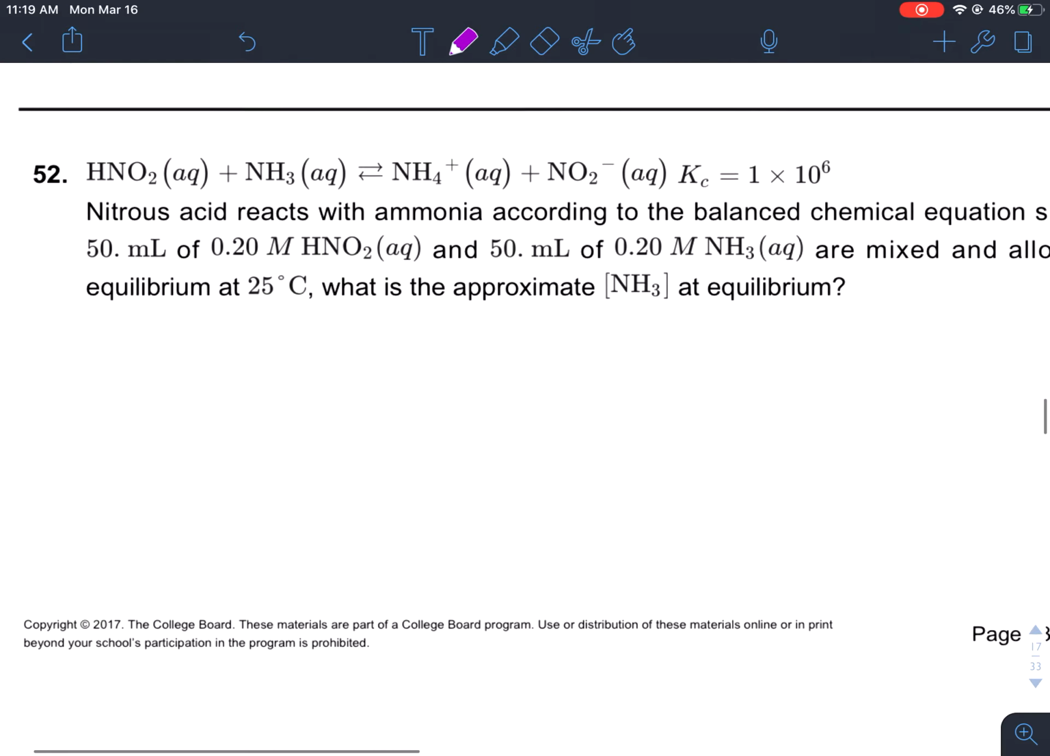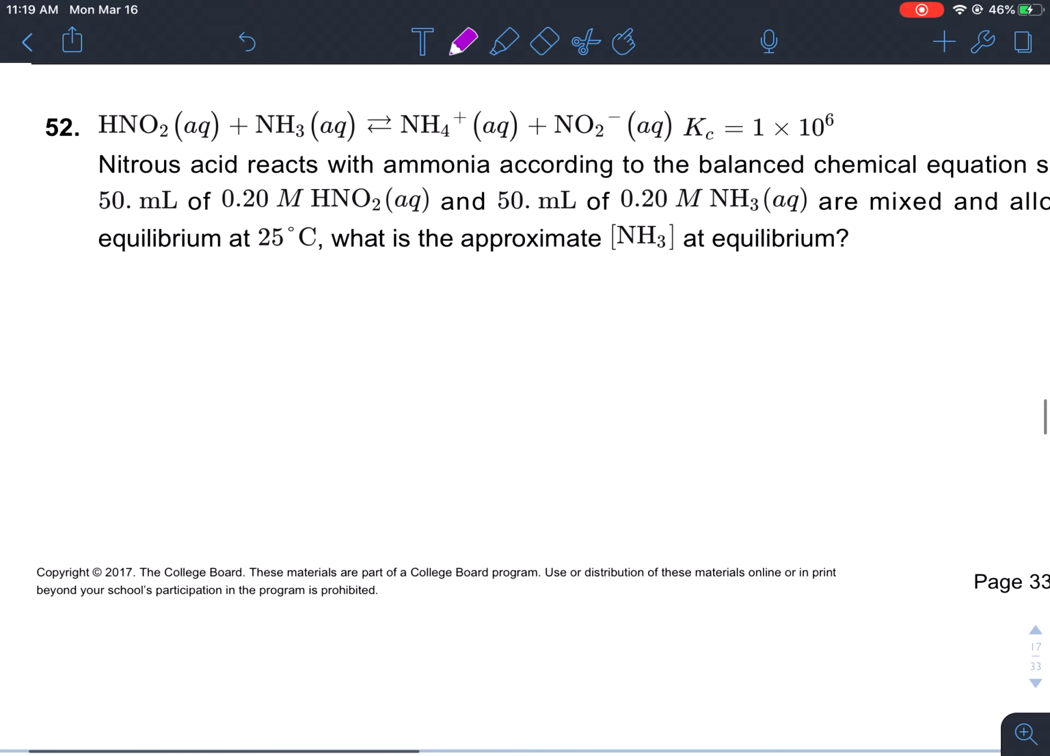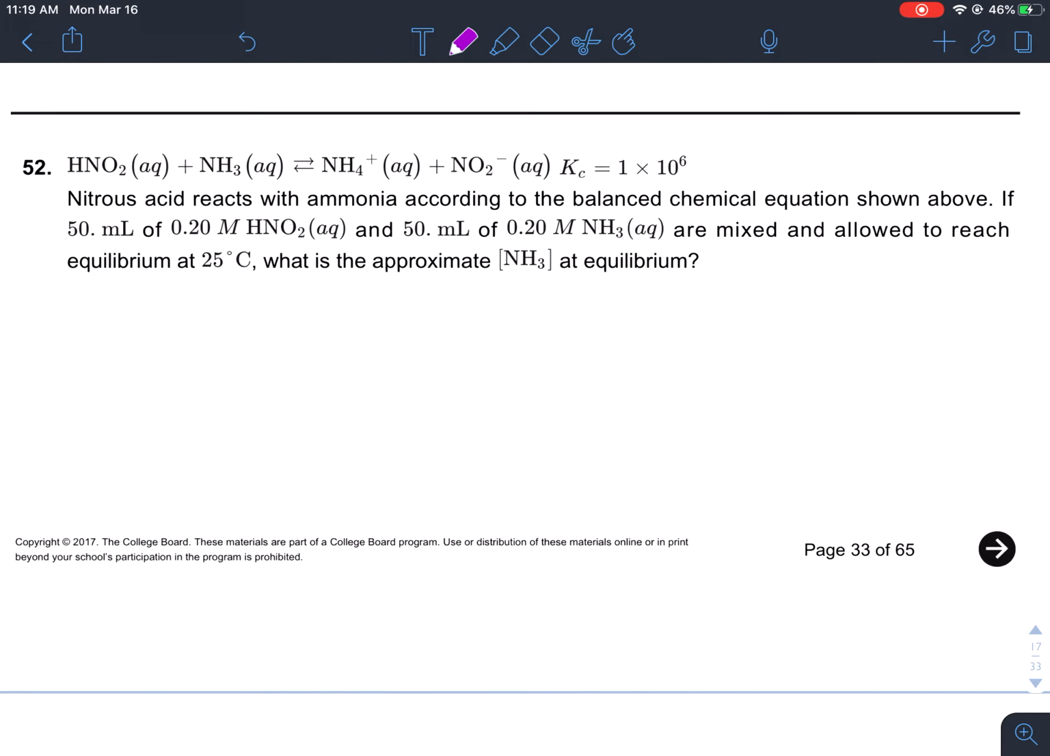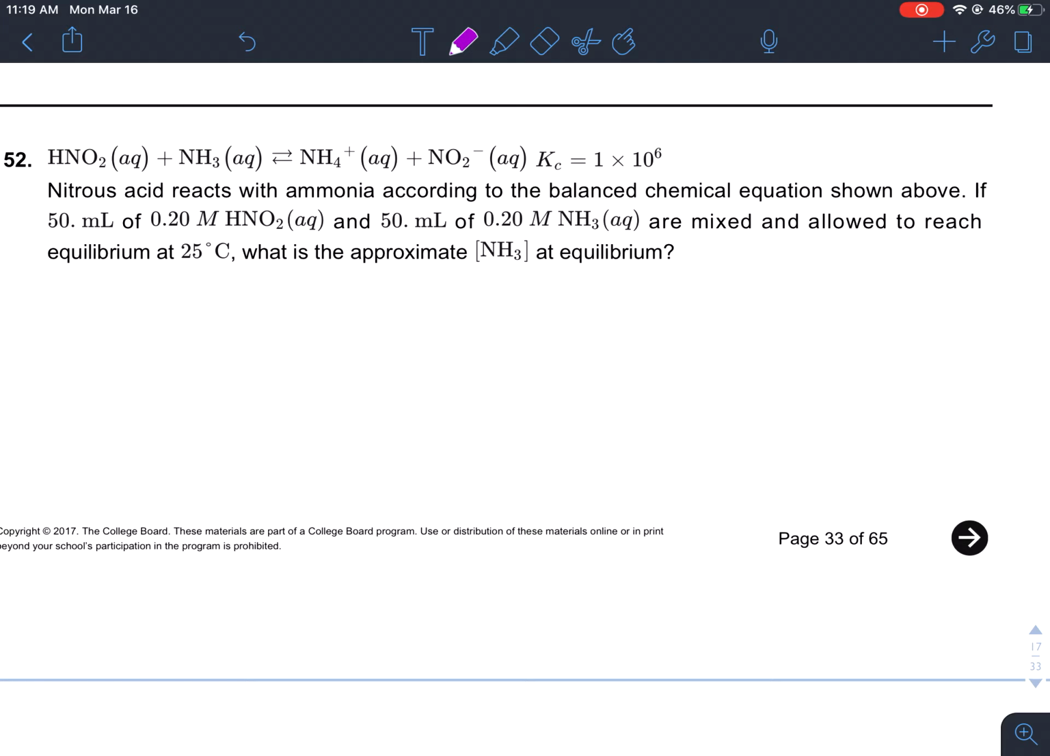All right, 52. Again, you have nitrous acid. Nitrous acid reacts with ammonia according to the balanced chemical equation shown above. If 50 milliliters of 0.2 nitrous acid reacts with 50 milliliters of 0.2 NH3, okay, weak acid, weak base are mixed and allowed to reach equilibrium, what is the approximate NH3 at this point? Okay, this was really hard for me. I actually don't know how to solve this one.